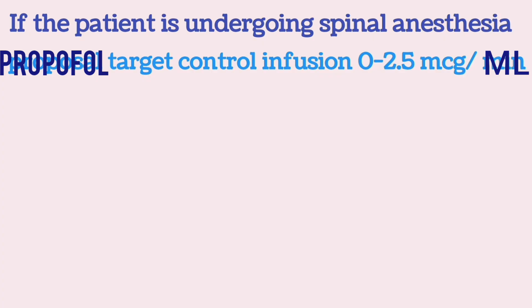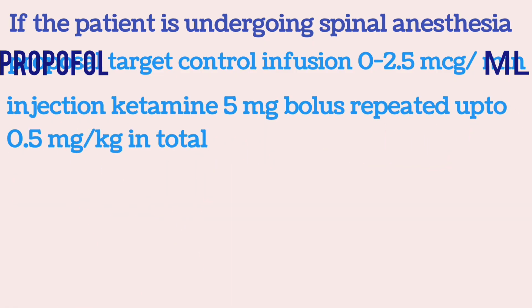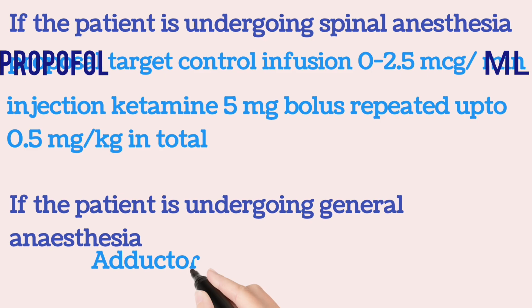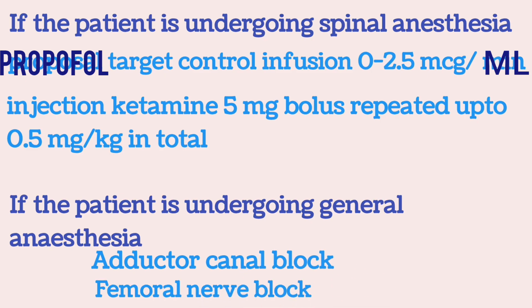If the patient is undergoing spinal anesthesia, then propofol target controlled infusion up to the dose of 2.5 microgram per ml should be given. Otherwise, we can also give ketamine 5 mg bolus doses repeated up to 0.5 mg per kg in total. If the patient is undergoing general anesthesia, then adductor canal block or femoral nerve block should be used.